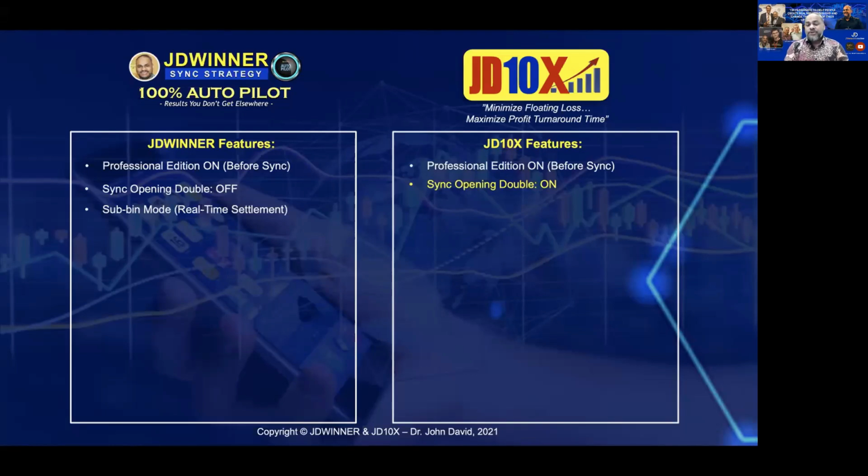Now, next, we are using sub-bin mode real-time settlement for both JD Winner and JD10X. Now, what is a sub-bin mode real-time settlement? Please understand, when you look into the margin call, we have margin call 1 to 4. Now, 1 to 4 is referred to as a whole warehouse. Whole warehouse means if anything happens between this warehouse and the bot triggers the profit, it will close the whole warehouse at once.